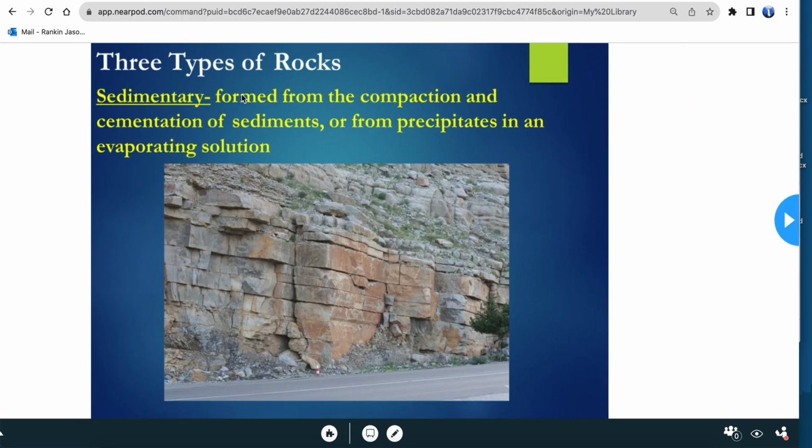All right, moving on. Sedimentary, formed from the compaction and cementation of sediments or from precipitates in an evaporating solution. So whenever you have a solution, for instance, if you go to the beach this summer and bring home a container of ocean water and you leave it outside or in your house for a few days and just let the water evaporate, what's going to get left behind is all the salts that were in that salt water.